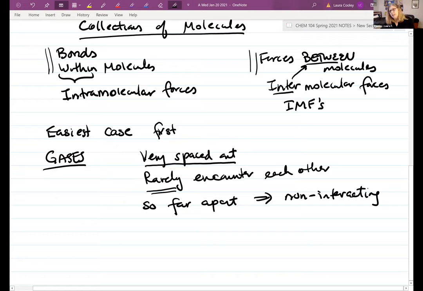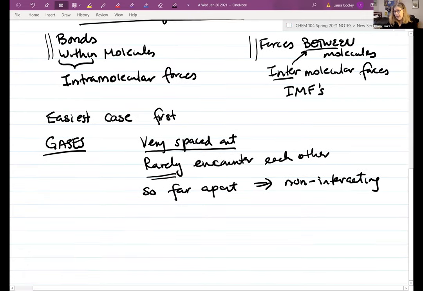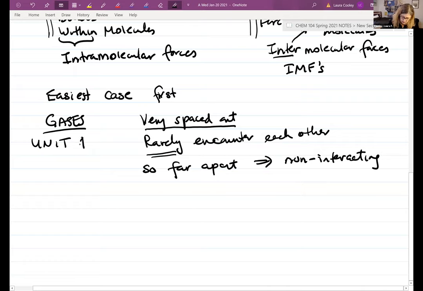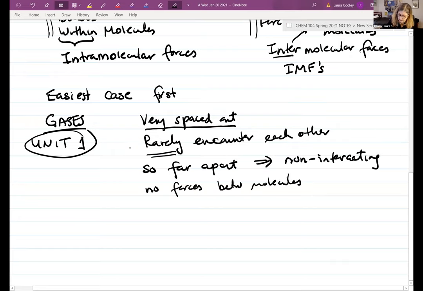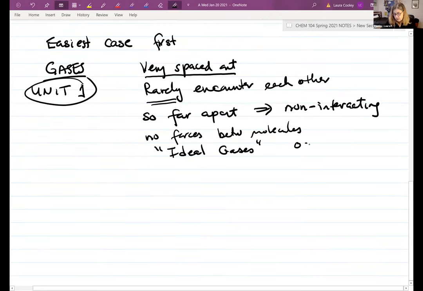So here I just got through telling you that we're changing our focus to collections of molecules and the interactions between them. And the first case we talk about, we don't even talk about interactions, because the only interactions are these occasional collisions with each other. So they're basically non-interacting, and that's why it's the easiest case. So that's what we start out with. That's our unit one in this course, gases, where there are basically no forces between molecules. At least that's the case for ideal gases, except for these occasional collisions.